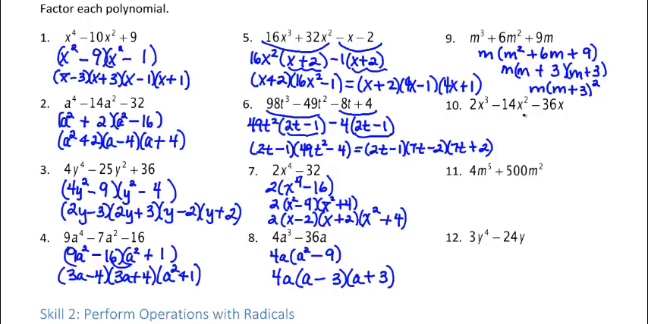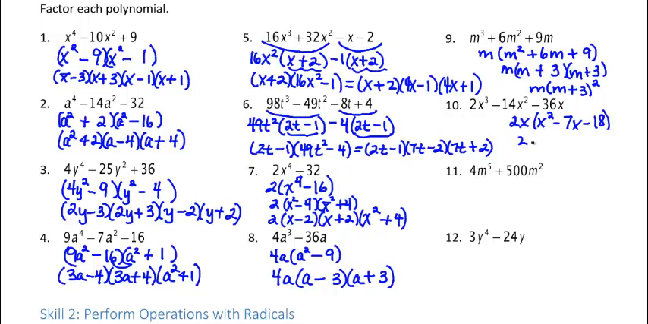Number 10 is 2x cubed minus 14x squared minus 36x. There's a common factor of 2x. And so factoring out that factor from each term leaves us x squared minus 7x minus 18.